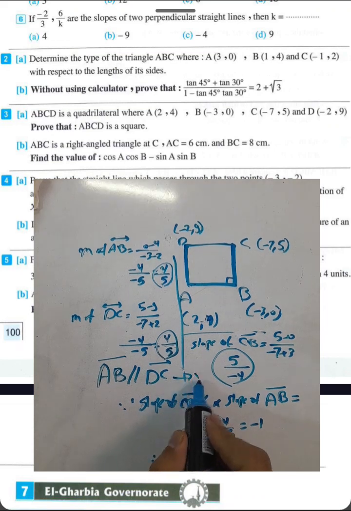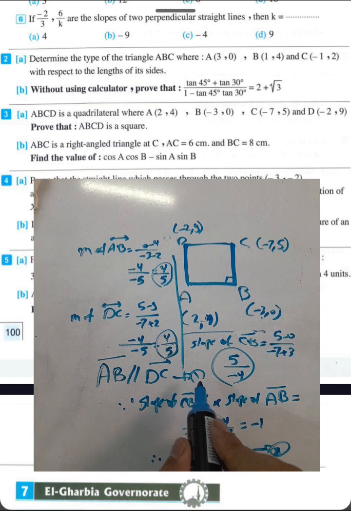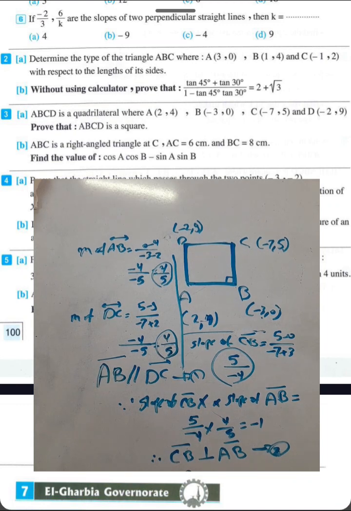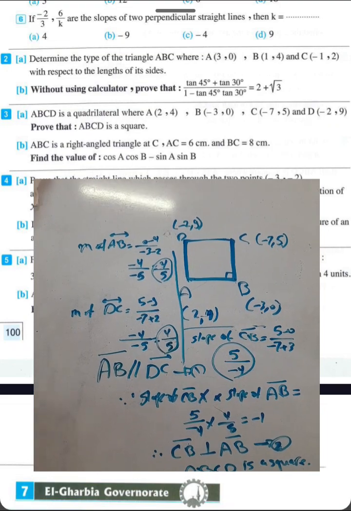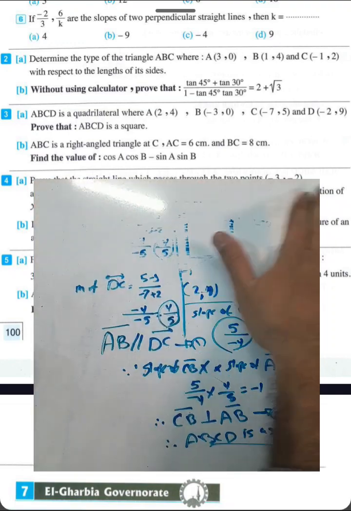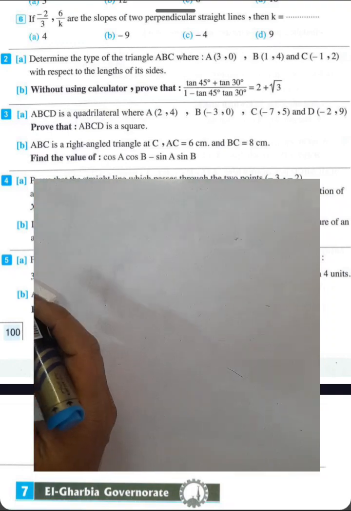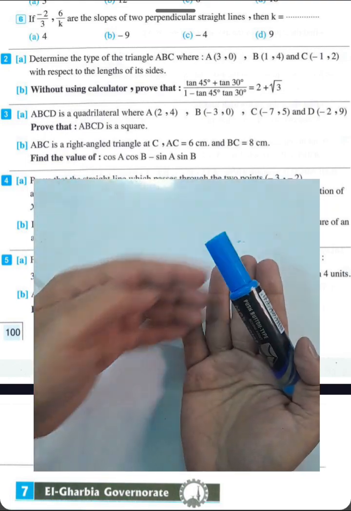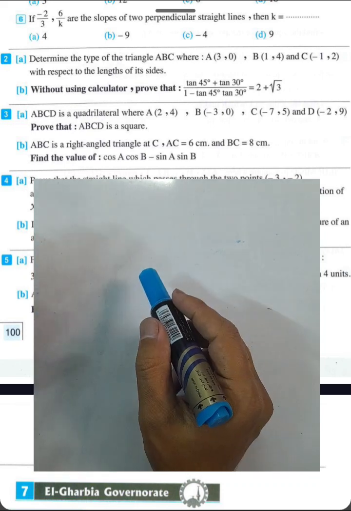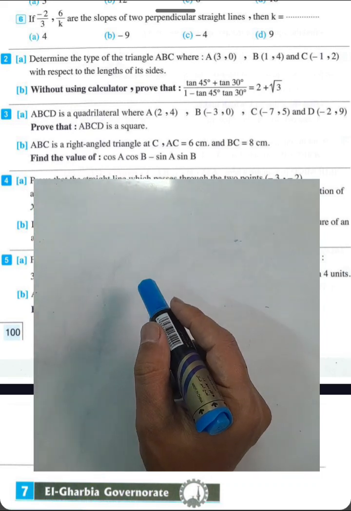It's relation number 1 and here relation number 2. From relation number 1 and 2, what do we call it? Square. ABCD is a square. Or you can find the lengths of AB, BC, CD and DA, and show they are equal. And you can find the lengths of the two diagonals and prove that they are perpendicular and equal in length.